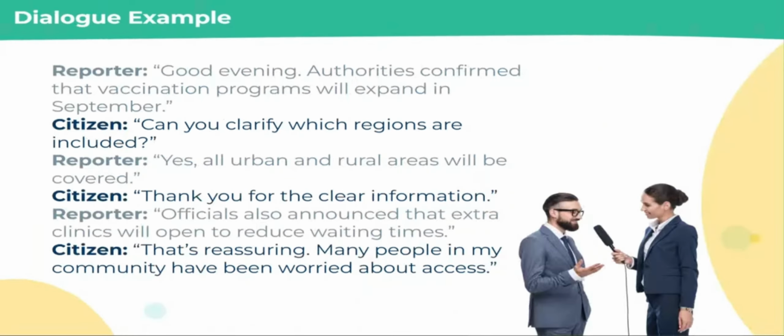So let's look at an example dialogue. Good evening. Authorities confirmed that vaccination programs will expand in September. Can you clarify which regions are included? Yes, all urban and rural areas will be covered. Thank you for the clear information. Officials also announced that extra clinics will be open to reduce waiting times. That's reassuring. Many people in my community have been worried about access.